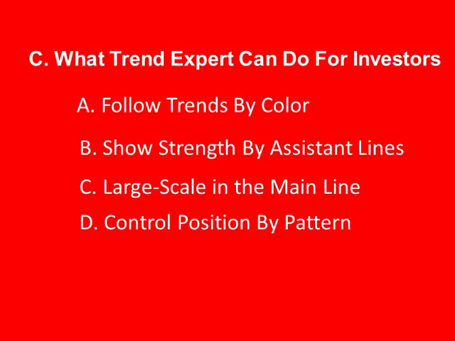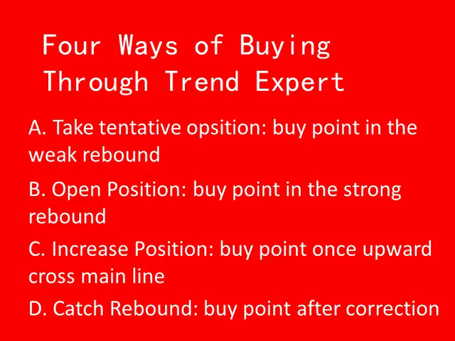The second one, shows trends by assistant lines. Okay, the large scale in the main line, control position by pattern. Then this is important, four ways of buying through trend expert. Okay, four buy points. How to use trend expert to catch the four buy points? Okay, so let's see the first one. Take tentative position, buy point in the weak rebound. Then open position, buy point in the strong rebound. Increase your position, buy point once upward cross main line. And the last one, catch rebound, buy point after correction. So if you use trend expert, you should grasp the four ways of buying.